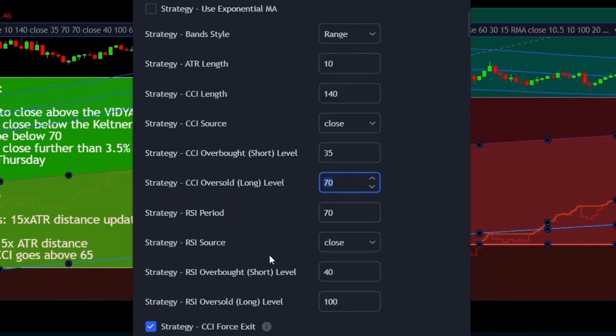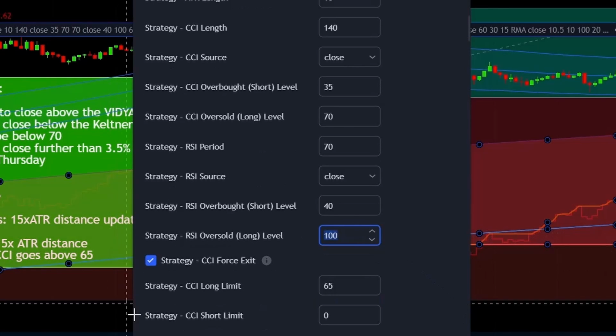Below the CCI settings, you can find the RSI settings. We have the RSI period, the RSI source, the RSI overbought level, which is used for short positions, and the RSI oversold level, which is used for long positions. Now with this optimization, I didn't use the RSI, and this is a long only optimization, so I set the RSI oversold level to 100, because the RSI moves from 0 to 100, and if I set this to 100, for a valid long entry we need an RSI value less than 100, which is always the case.